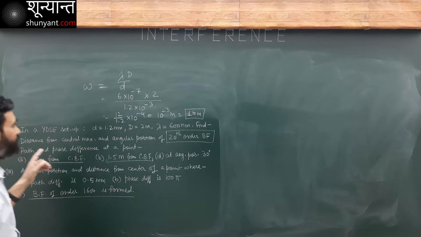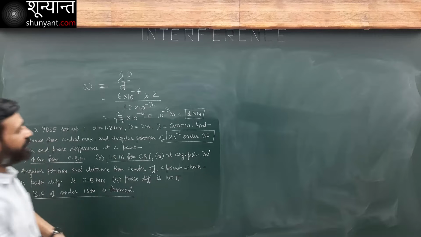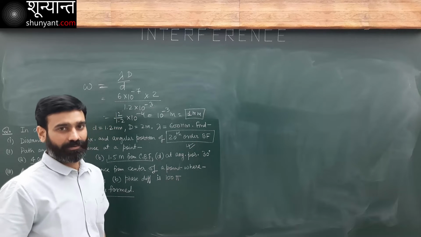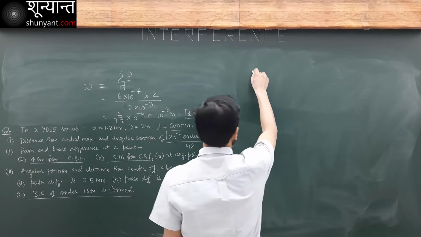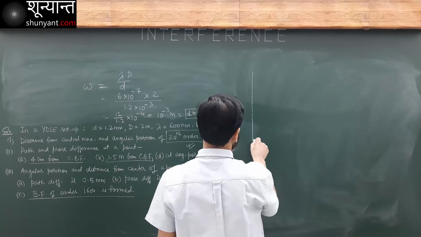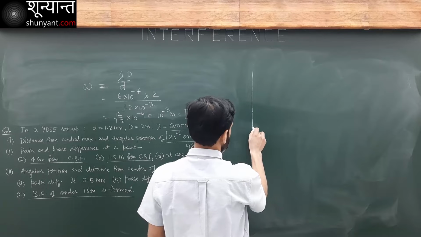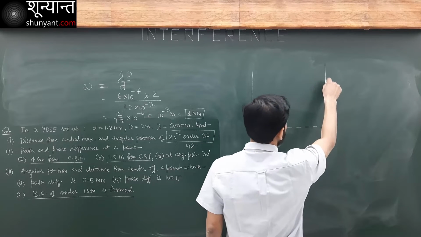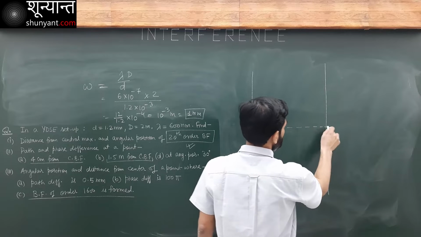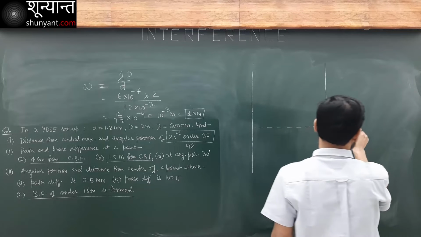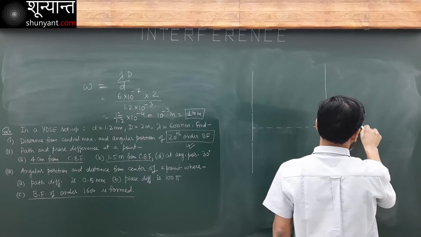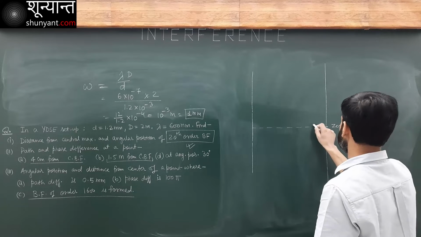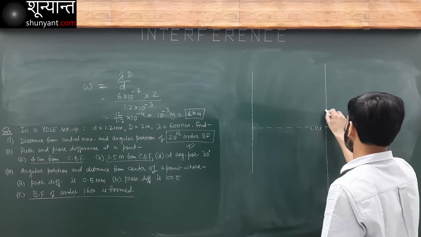Now, 20th order bright fringe. 20th order. So I have this. Here is my setup. This is my setup. This is 0 order. Central bright fringe. This is the central bright fringe.